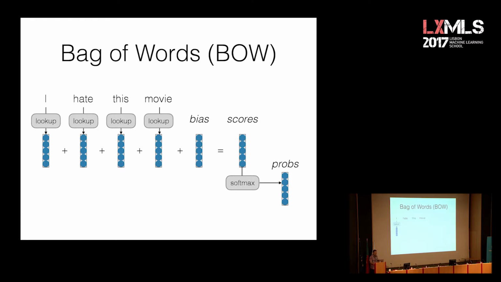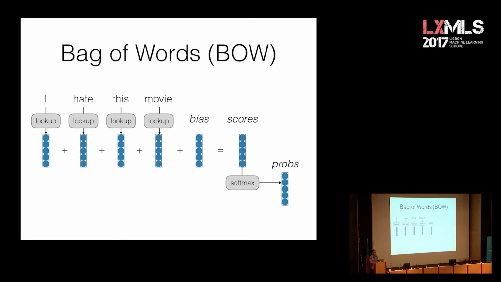For every word in our sentence, we're going to look up a vector. This vector will have 5 elements: one element that is the score of very bad, one that is the score of bad, one that is the score of neutral, et cetera, good, very good. And we will do this for all of the words in our sentence.